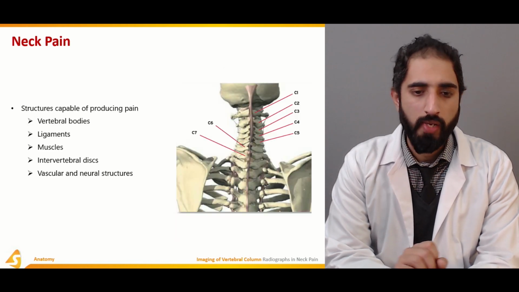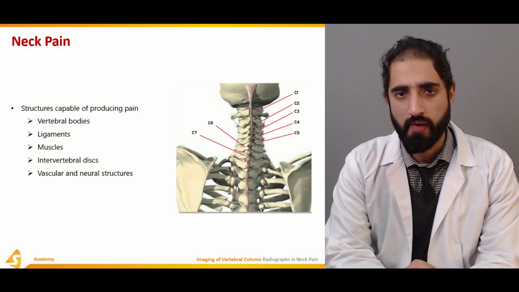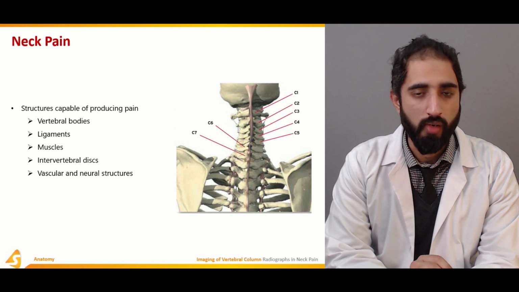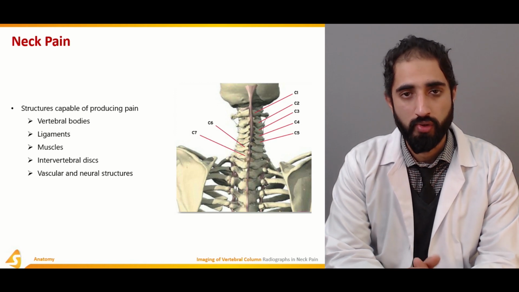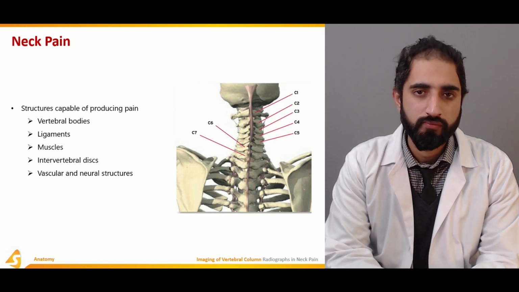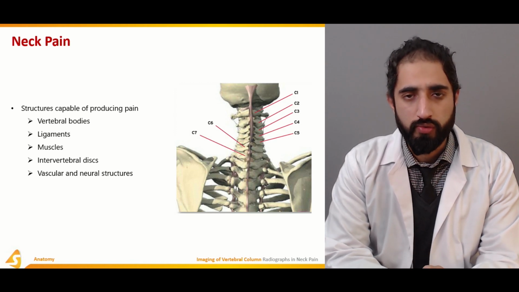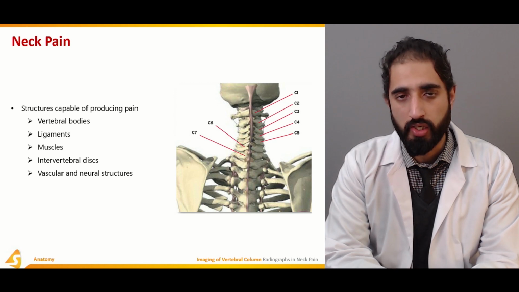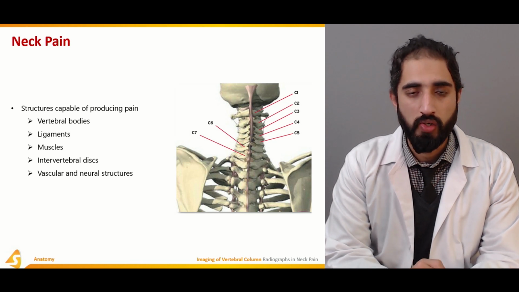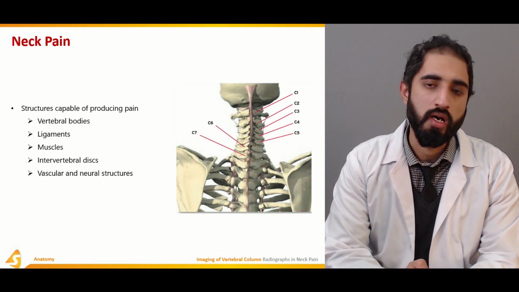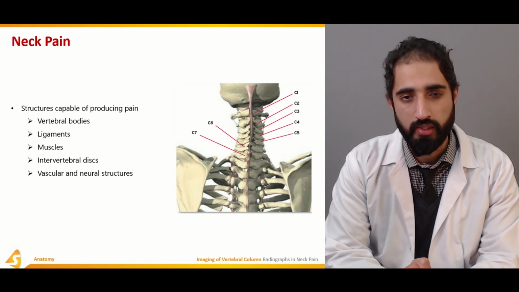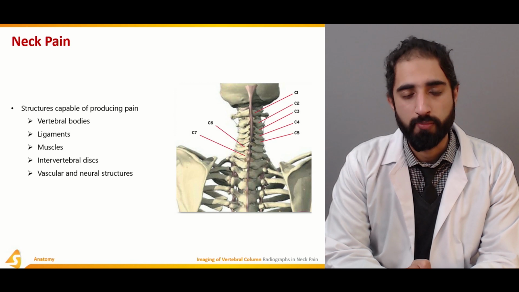Now, talking about neck pain, as I already mentioned, there are several structures which are capable of producing pain in the neck region. They involve the vertebral bodies, for example, in cases of osteoporosis, or degeneration or osteoarthritis, in which the vertebral bodies or the intervertebral joints become degenerated, and they can result in increased joint reaction force and production of pain and symptoms.